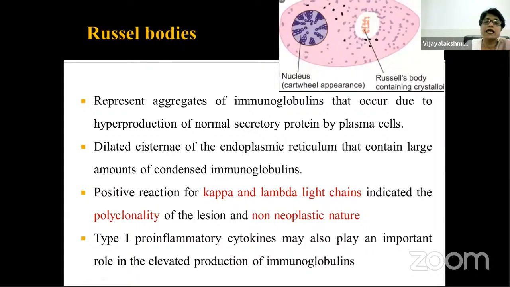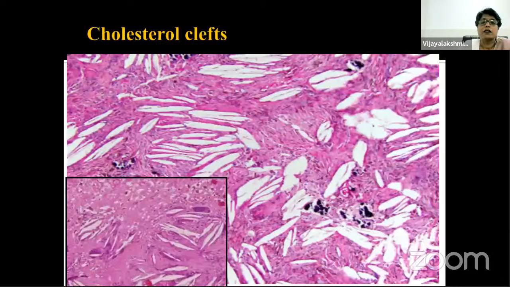Again, these represent aggregates of immunoglobulins that occur due to the hyperproduction of normal secretory protein within the plasma cells. They occur due to dilated cisternae of endoplasmic reticulum that contain a large amount of condensed immunoglobulin. When they stained it for kappa and lambda chains, they were positive, and it indicated that these Russell bodies, which occur in the connective tissue wall of the cyst, are non-neoplastic in nature. They are prompted by type 1 inflammatory cytokines.